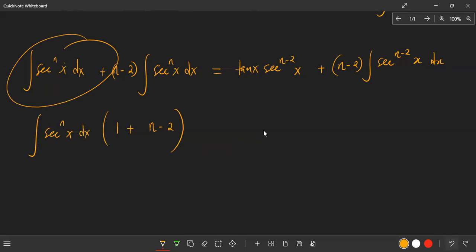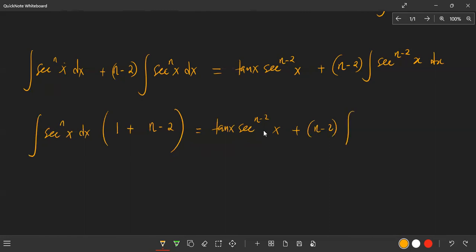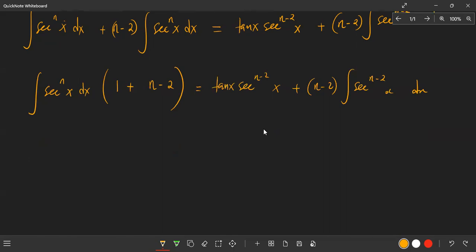Yes. So this side has to have tan x sec^(n-2) x plus n minus 2 times the integral of sec^(n-2) x dx. Okay, so at this point now I can simplify this. Notice that I can add 1 plus n minus 2, so that is just n minus 1. Okay, so we're almost there now.